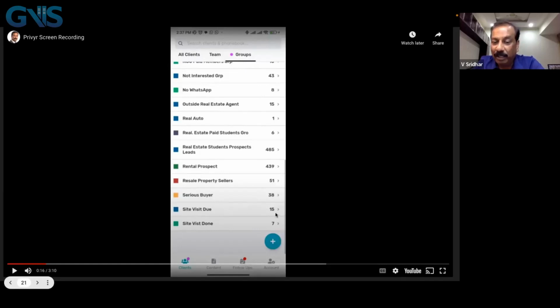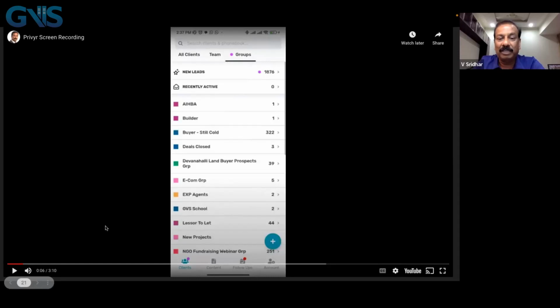Now further, what I do, I bring them to something like 7 people have already visited. And out of 7, I don't know whether you noticed there or not, 3 people have already closed. Here you can see 3 deals closed. Right? So this is the grouping that you can do in Previer tool.